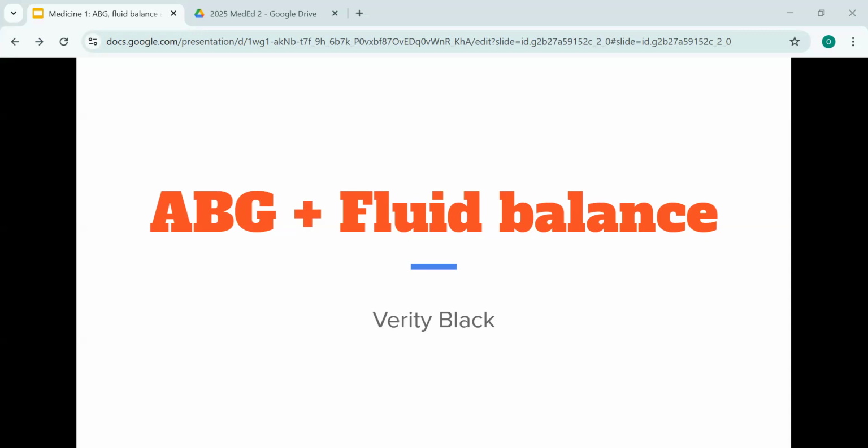Yesterday focused a bit more on a surgical topic that could come up in your AKTs. So today we're going to a more medical topic. So that's going to involve having a look at arterial blood gases and fluid balances and electrolytes.